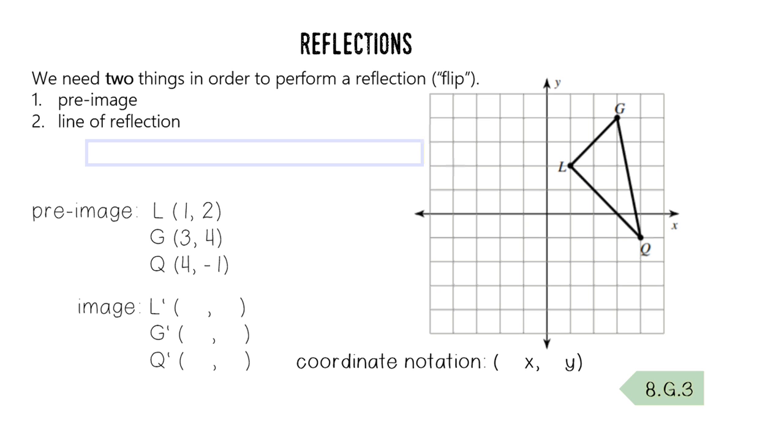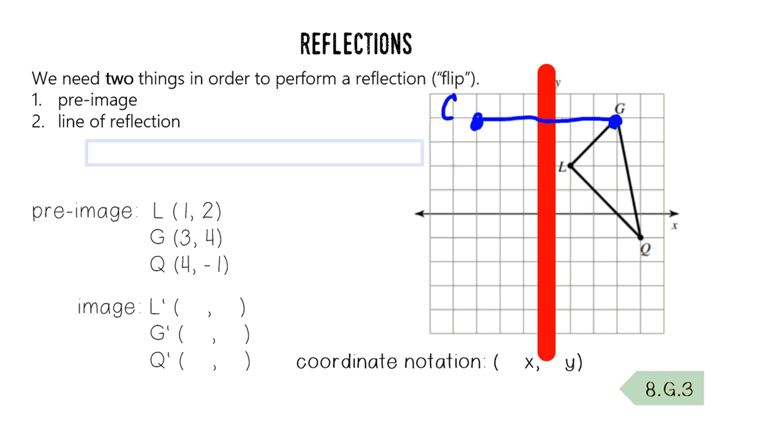So let's go ahead and do a reflection over the y-axis. I'm going to go ahead and mark that y-axis right here. And we will start by performing the reflection. I'll go with G first. I can do these points in any order. I'm going to count how far G is from my line of reflection. 1, 2, 3 units to the line. That means I need to keep going. 1, 2, 3 units on the other side. Here is my new G prime.